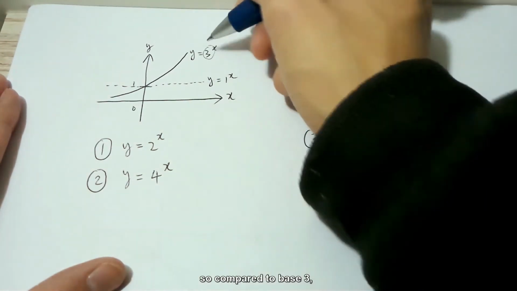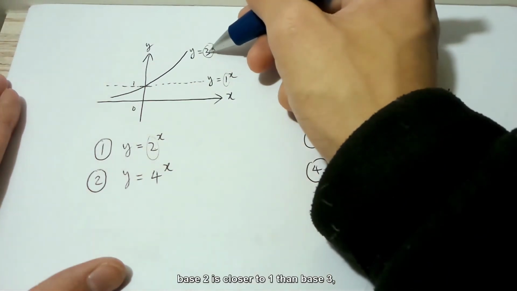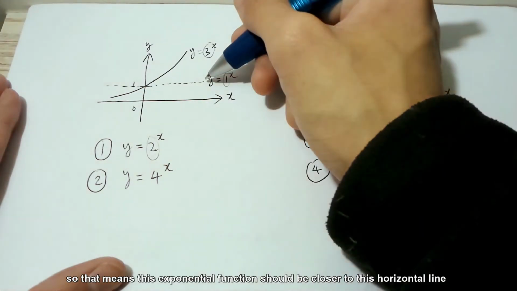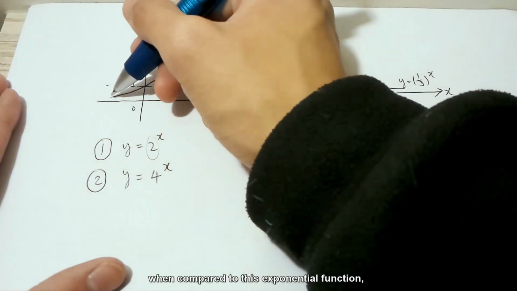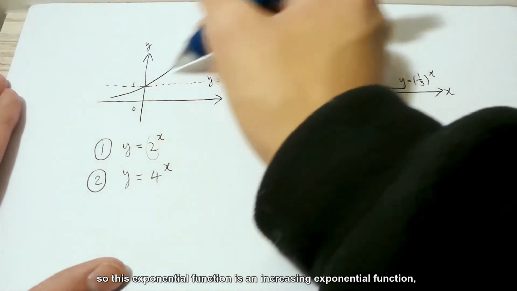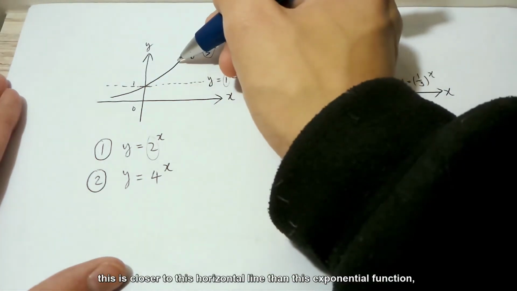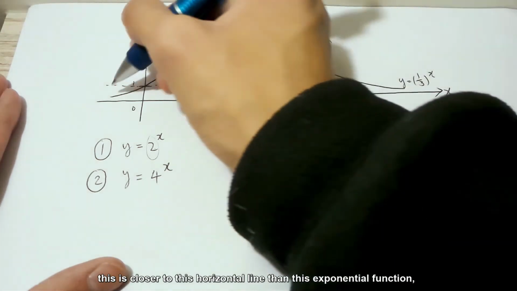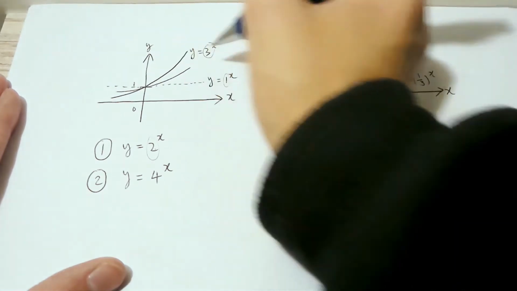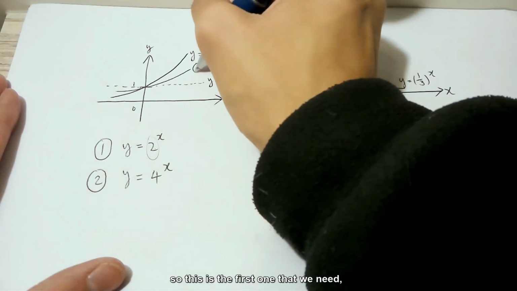So compared to base 3, base 2 is closer to 1 than base 3. So that means this exponential function should be closer to this horizontal line when compared to this exponential function. So this exponential function is an increasing exponential function, but at the same time, this is closer to this horizontal line than this exponential function. So the graph will look like this, closer to the horizontal line, but increasing, something like this. So this is the first one that we need.